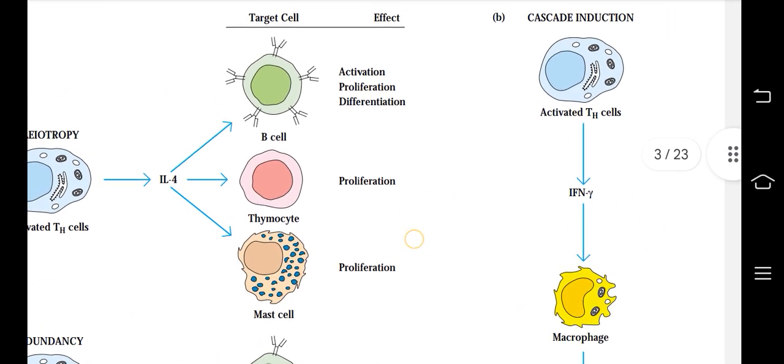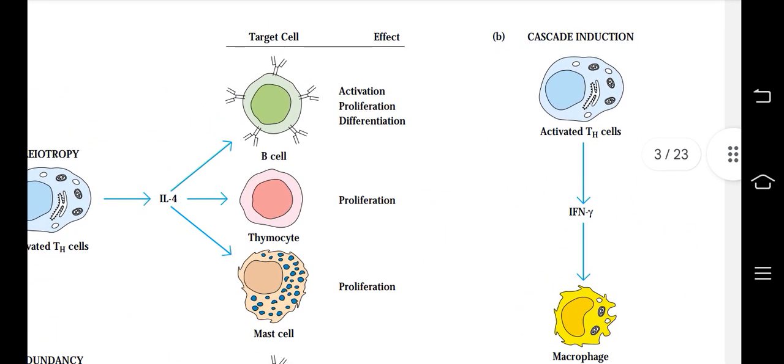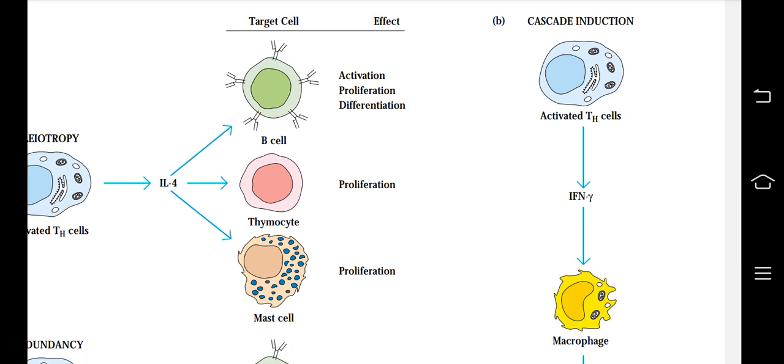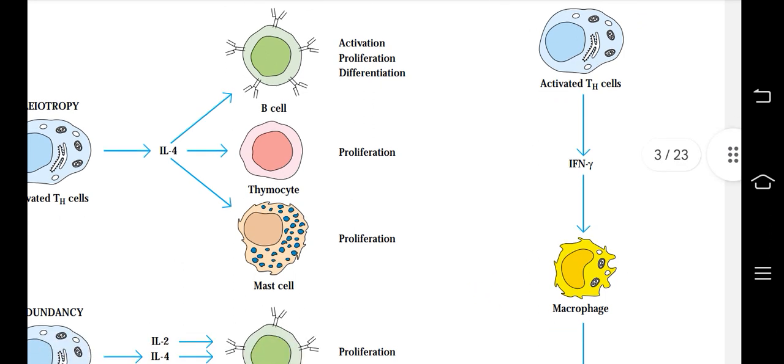Then on the left side, we could see another picture which shows cascade induction. Activated Th cell is there, which releases IFN gamma, interferon gamma, I guess. I'm not sure of the full form, so just learn it as IFN gamma. I mentioned I am a beginner, so don't judge me.